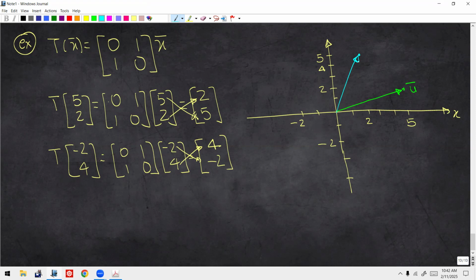So if you think about it, what do you think is happening? Okay, let's do the next one so you can look at both and see. Maybe that'll help. -2, 4. That's this vector. And what does that become? 4, -2. Sorry. This is -2, 4, and then we have 4, -2.